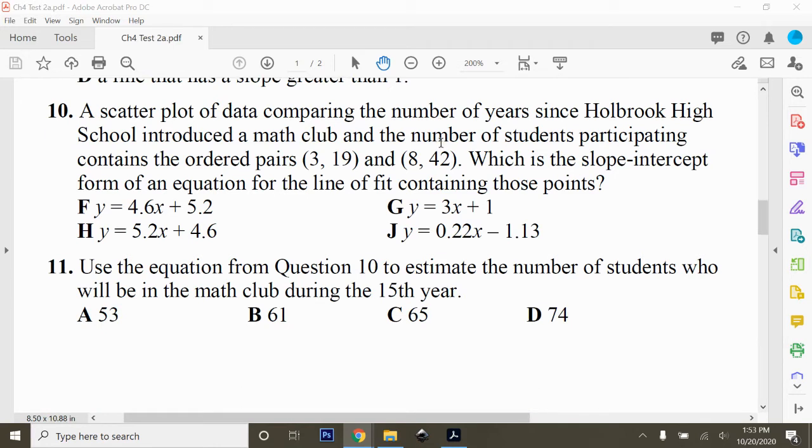10. A scatter plot of data comparing the number of years since Holbrook High School introduced a math club and the number of students participating contains the ordered pairs (3, 19) and (8, 42). Which is the slope-intercept form of an equation for the line of fit containing those points? F, y equals 4.6x plus 5.2. G, y equals 3x plus 1. H, y equals 5.2x plus 4.6. J, y equals 0.22x minus 1.13.